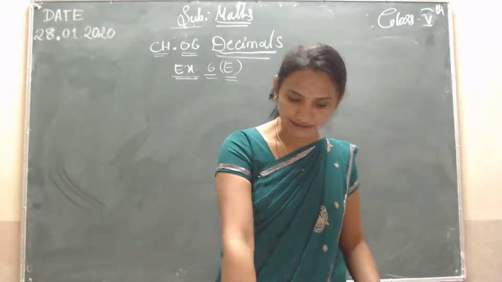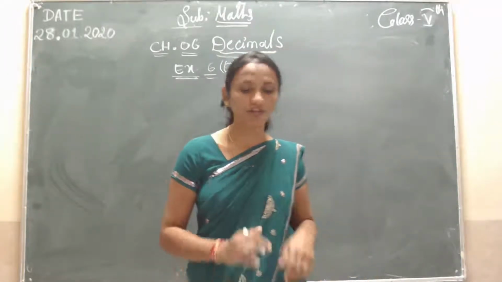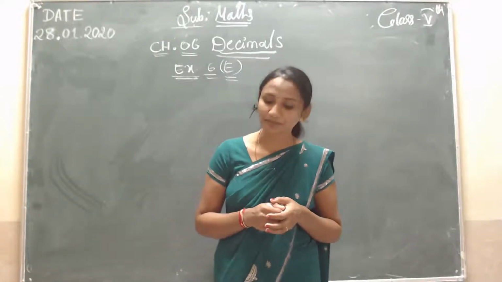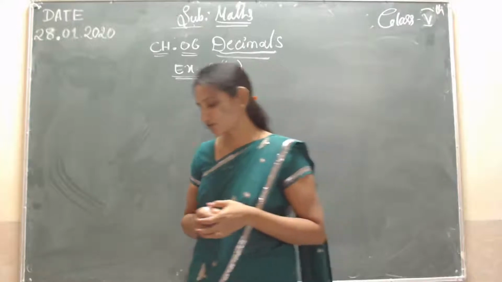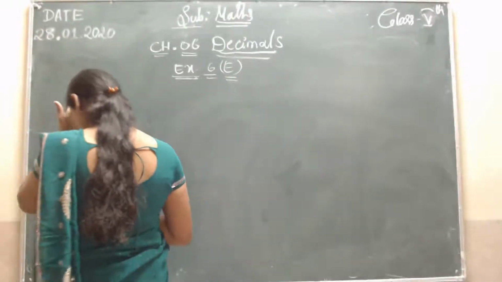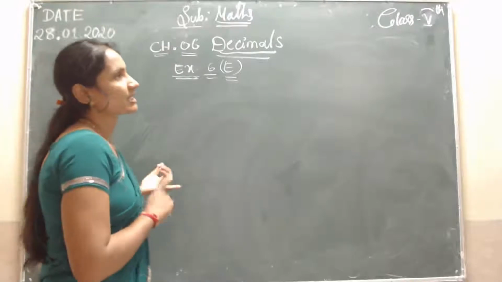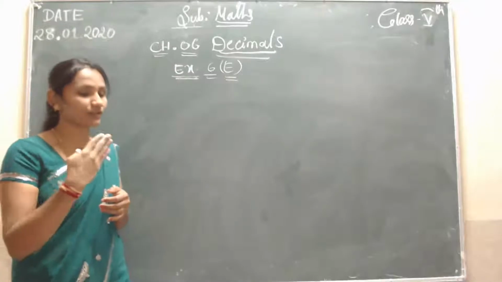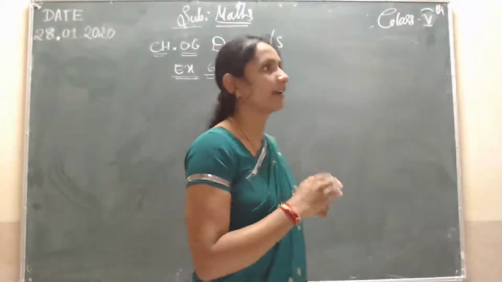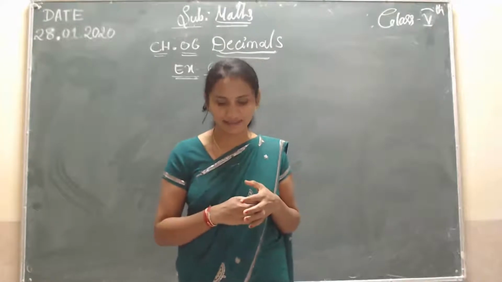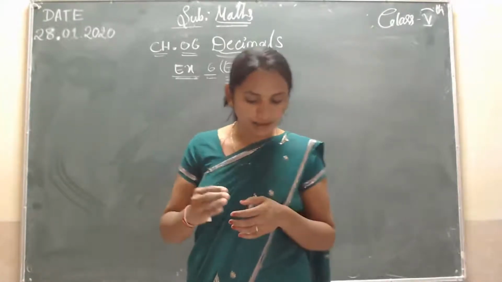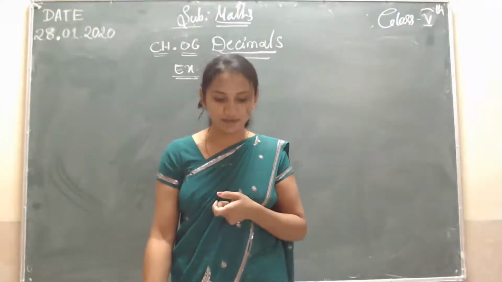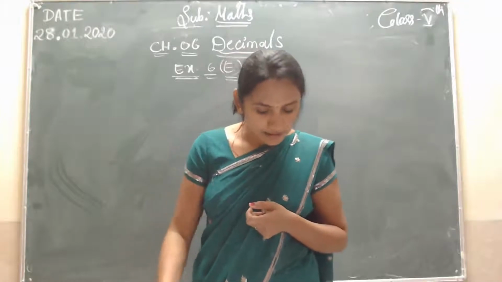Students, today we will discuss rounding to the nearest fractions. In previous classes you already learned rounding to the nearest tens, nearest 100, nearest 1,000, 10,000, up to 10 lakh. The method is the same, but now you have to round off decimals.